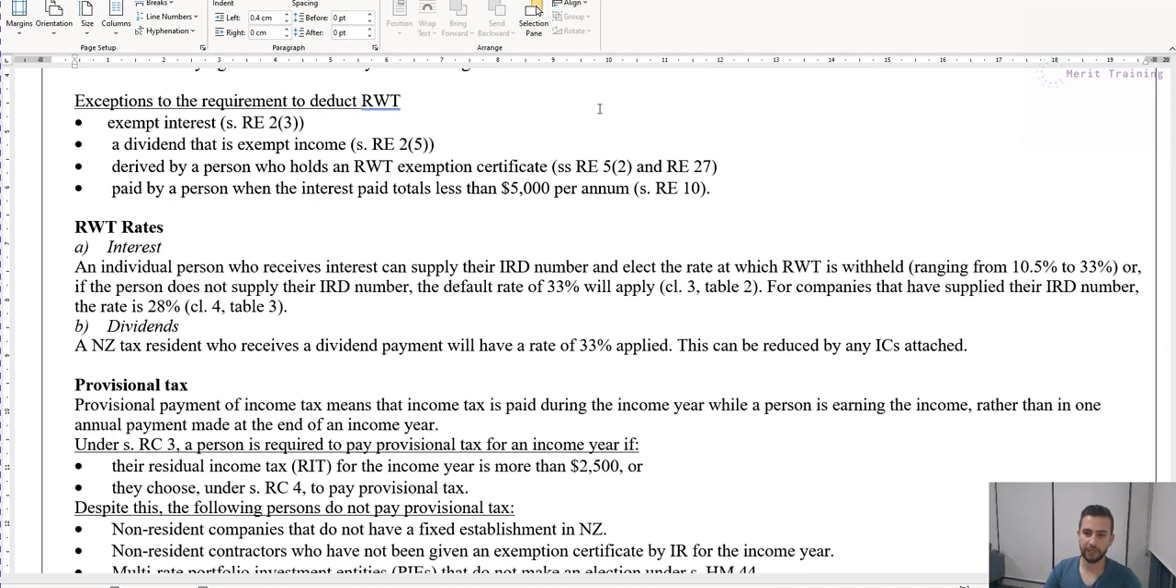Now, if you're a company that has supplied their IRD number, the rate is 28%, which makes sense because it's a flat rate, no change. So it's just the highest rate as well, 28%. Next, the RWT rate for dividends. This is a flat rate of 33%, interestingly, if you are a New Zealand tax resident. So it's the highest tax rate applied to dividend withholding, but of course that can be reduced by any imputation credits attached.